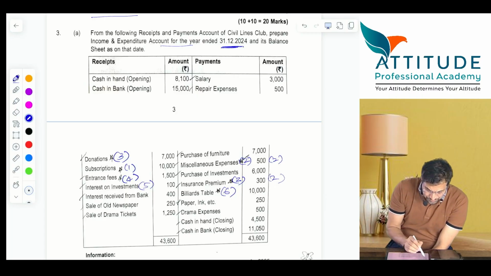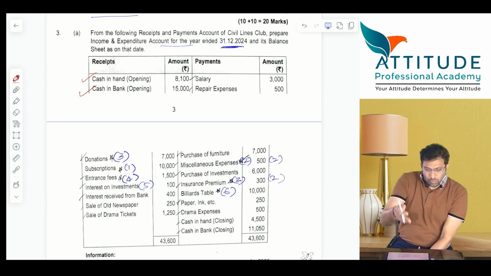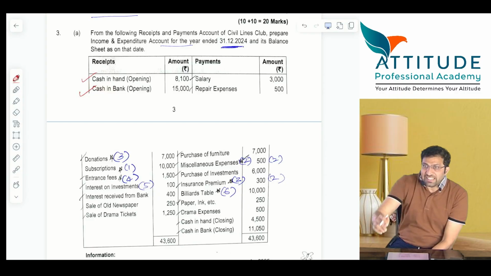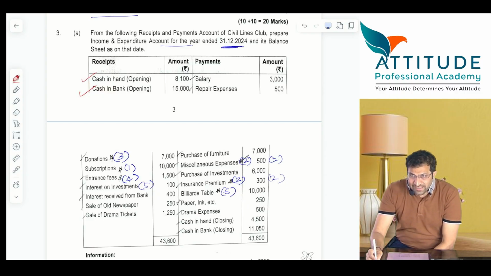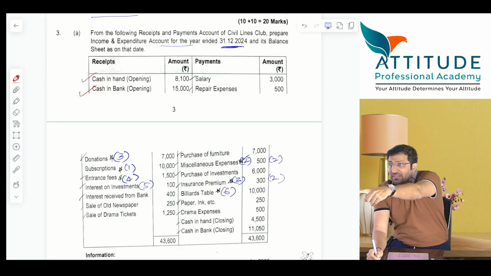Where will this come? Tell me. Hello, please answer. Cash in hand, cash at bank, where will it come? Which balance sheet? Opening. Go to opening balance sheet. On the asset side, leave 2 lines. Cash in hand, cash at bank. Leave 2-3 lines and write there. Cash in hand, cash at bank. Opening balance 8,100, 15,000. Not in the closing balance sheet. Opening balance sheet, that is working note number 1.